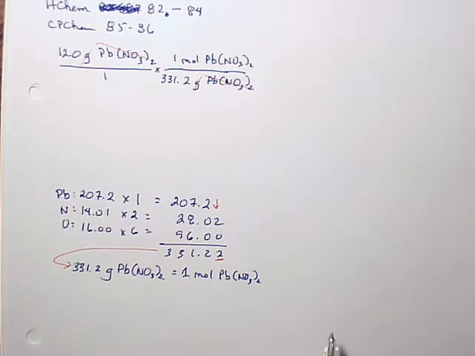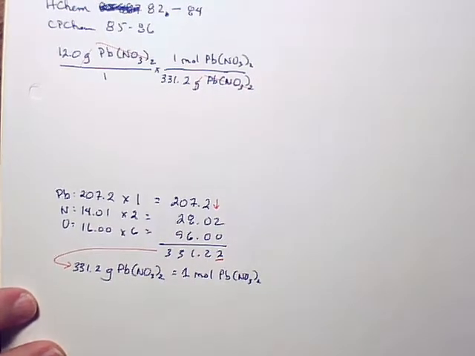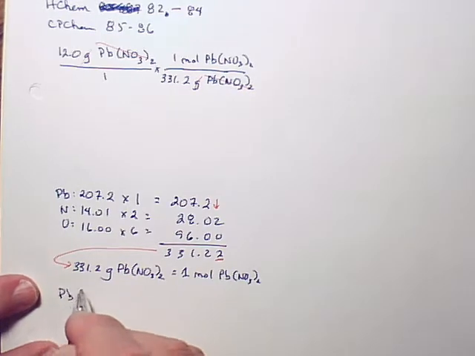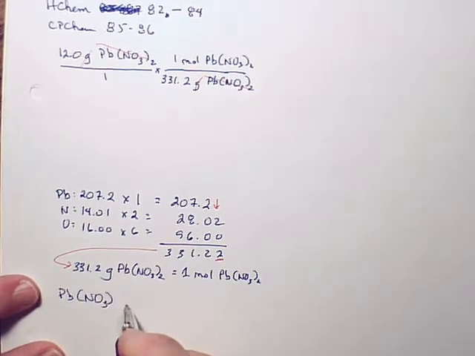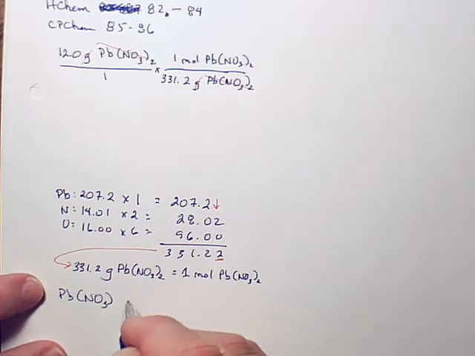Let's see, what was it? Yep, sodium nitrate, I'm sorry. So what we're going to need now is a balanced chemical equation. So we got two starting chemicals. We have lead nitrate and we're going to be reacting that with sodium chromate.